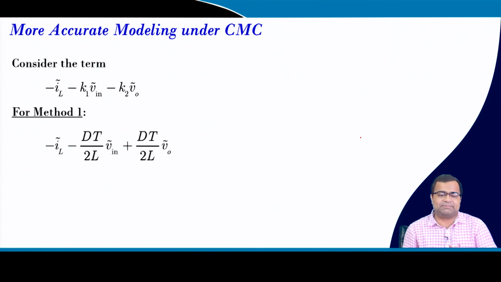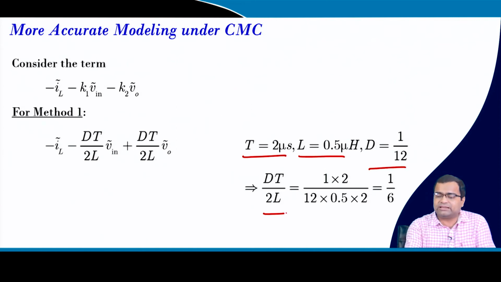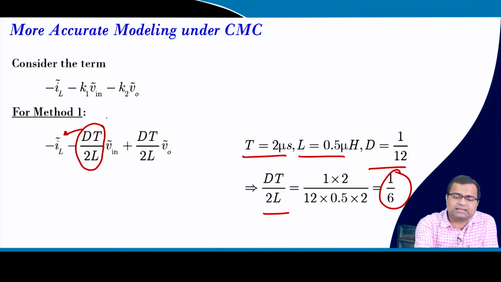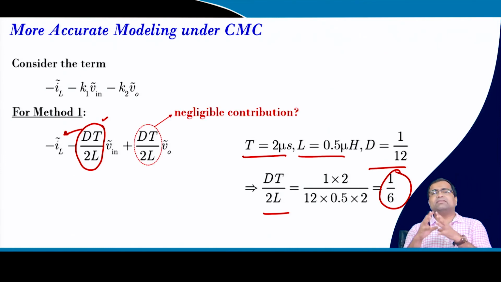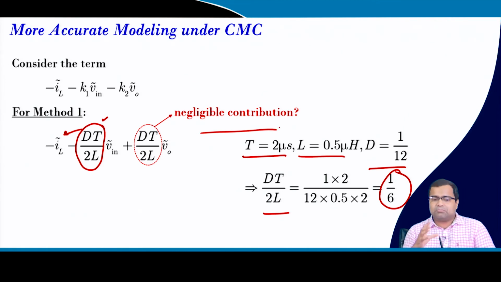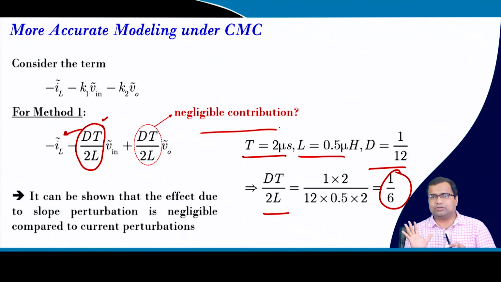But interestingly, if you take in method 1, for example, 2 microsecond as our time period, 0.5 microhenry as our inductor, d equal to 1 by 12. So, dt by 12 will be 1/6. That means, compared to the actual inductor current scaling dt by 2, this has negligible effect. So, it has a negligible contribution. Okay. So, we may drop this negligible contribution for the sake of simplicity, but if you want you can include it.